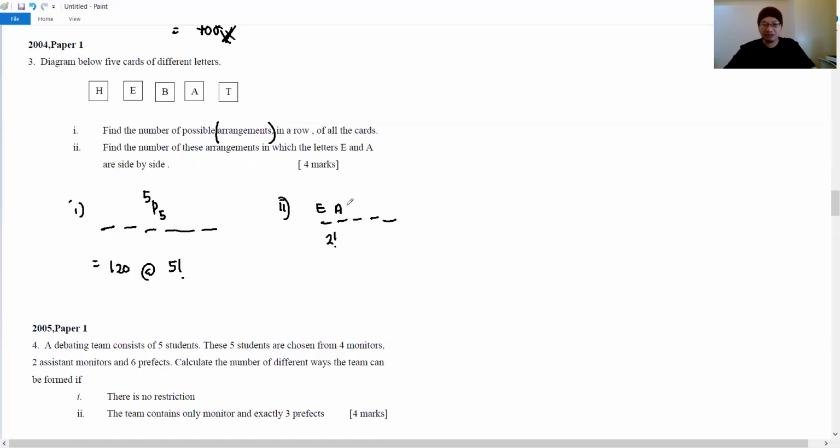That's number 1. Number 2, after that we put E and A as 1 box here, it will become a new huruf. So how many huruf do we want to sort? We got first place, second, third, and fourth. We got 4 places for 4 different huruf. So it will be times 4 factorial. You can refer to the previous example for how I did this kind of question. So the final answer is 2 factorial times 4 factorial.